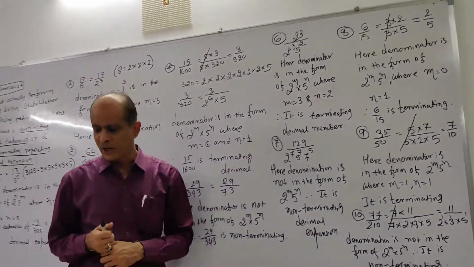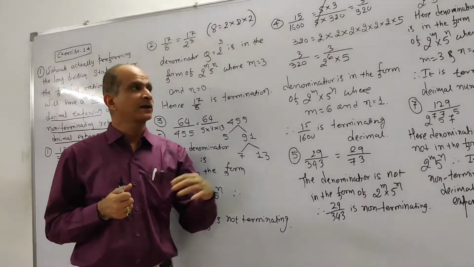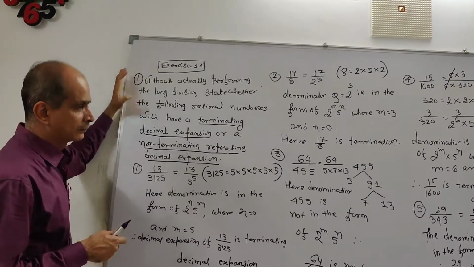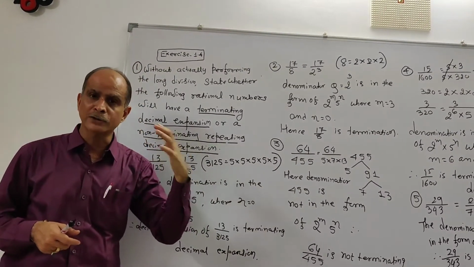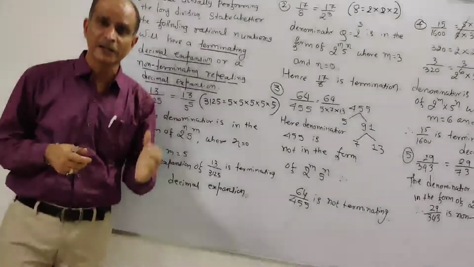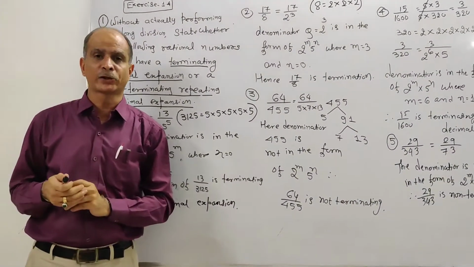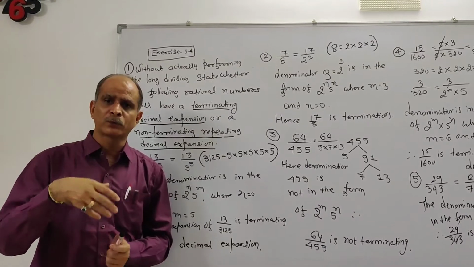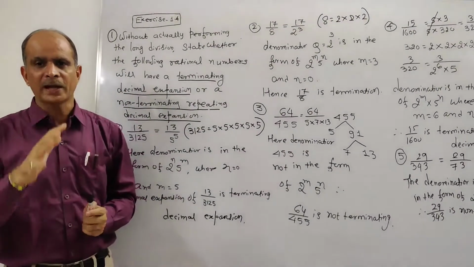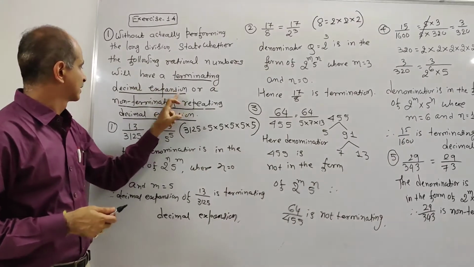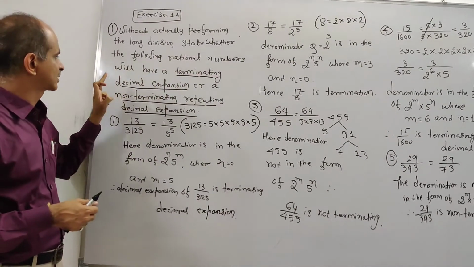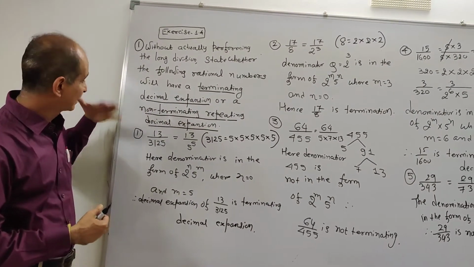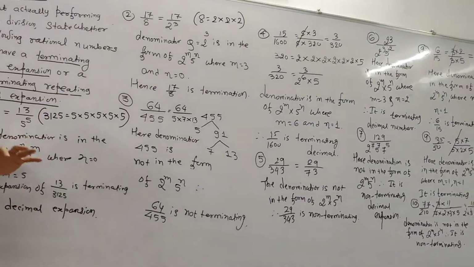So friends, we have completed 10 examples of exercise number 4.1. These examples are on the basis of the last two concepts of our chapter. That is, if a rational number p upon q is in lowest terms, and q is in the form of 2 raised to m and 5 raised to n, then it is a terminating decimal expansion. Otherwise, it is not a terminating decimal expansion, or you can say it is a non-terminating repeating decimal expansion. And we have already solved 10 examples.